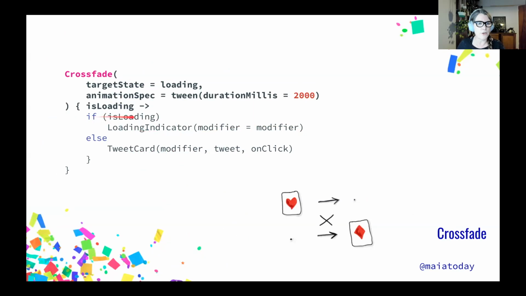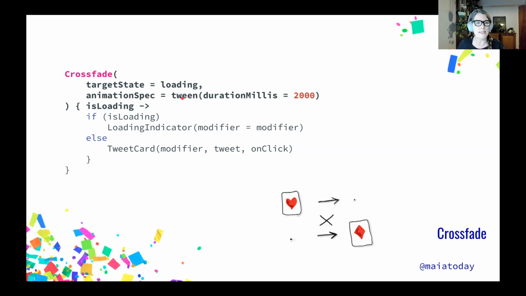This part of the code is loading indicator, else tweet card. This loading indicator is a composable that I have that has the loading indicator in, and the tweet card shows the tweet card. This code would have been in my app in any case, to switch between the two. To get a crossfade, all I need to do is wrap this code in crossfade, and then give that.